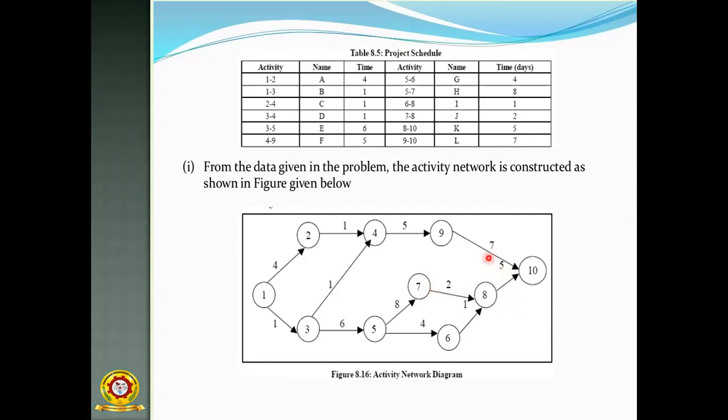Then after that the activity 8 to 10. This activity is indicated with K, and the duration is 5. After that another activity, 9 to 10, is a direct one. The time value of that activity is 7 and it is named L. Then you have to construct the network diagram in this way.